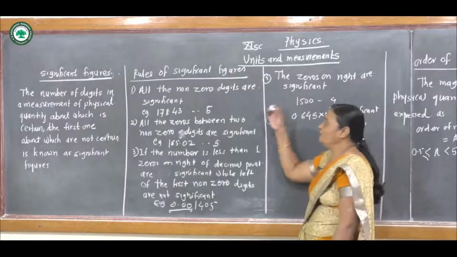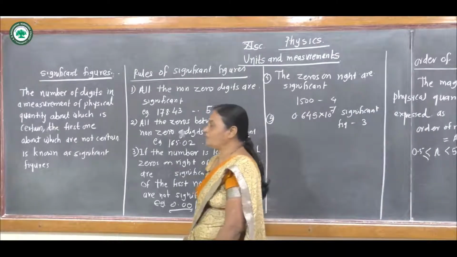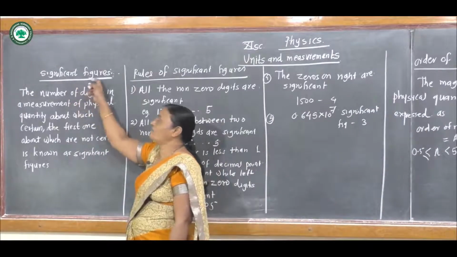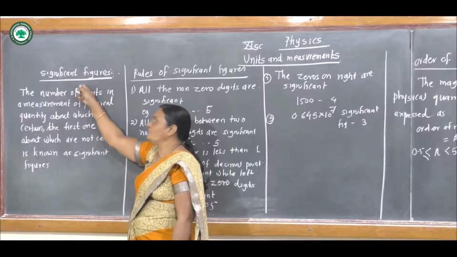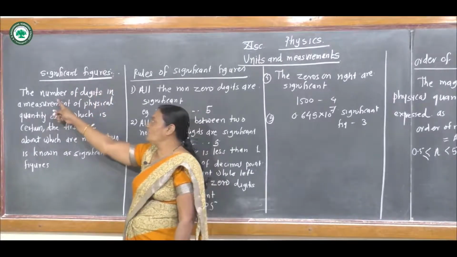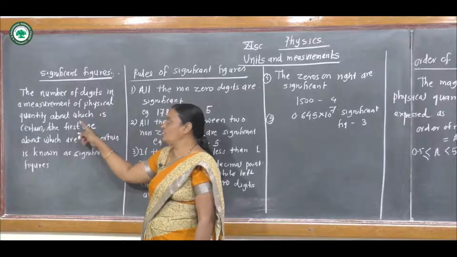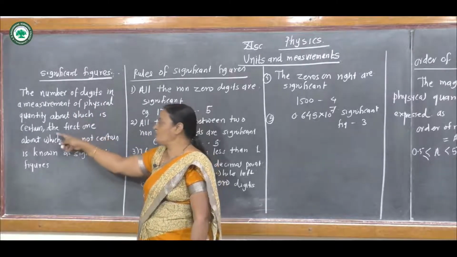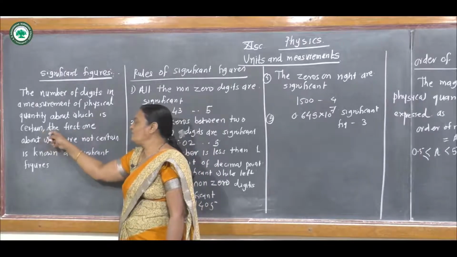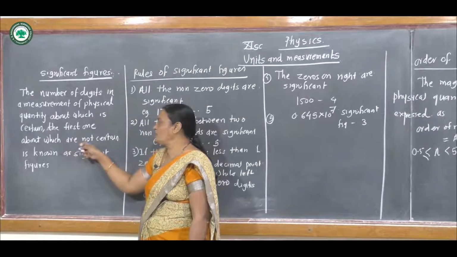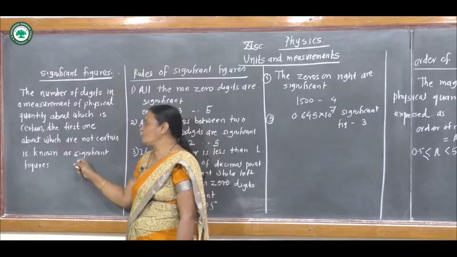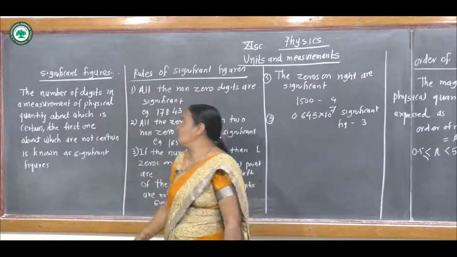Now we study the remaining part of this chapter. Now we start the significant figures. What is a significant figure? The number of digits in the measurement of a physical quantity about which we are certain, plus the first one about which we are not certain. This is known as significant figures.